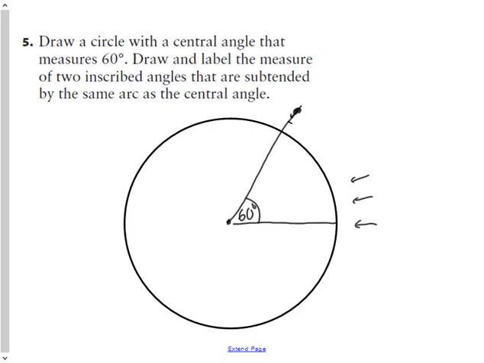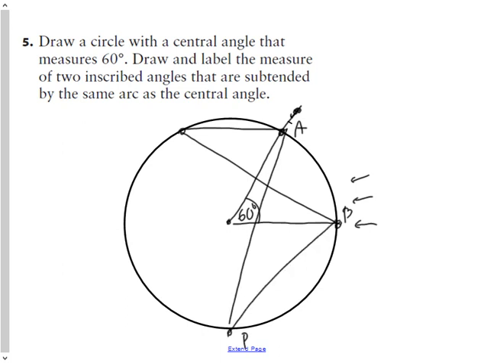So then I'm going to put a point A and a point B there, A and B. And I'm going to draw 2 inscribed angles. So we'll put a C here. I'm going to connect those 2 there. And I'm going to put a D down here. I'm going to connect those 2 angles there. And it doesn't matter where you put them. And both of those measures are going to be 30 degrees.